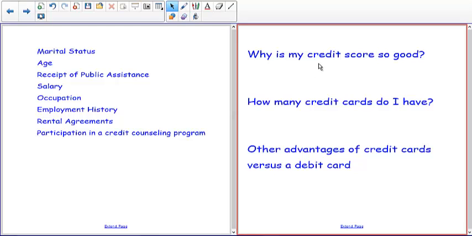Yeah, why is my credit card score so good? It's because I've never had a balance on my credit card. Now the advantage I've already mentioned is just safety.